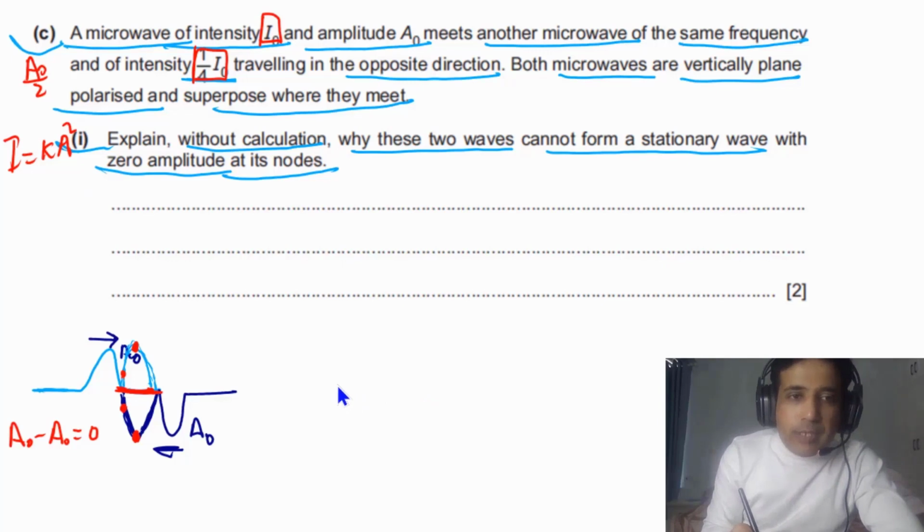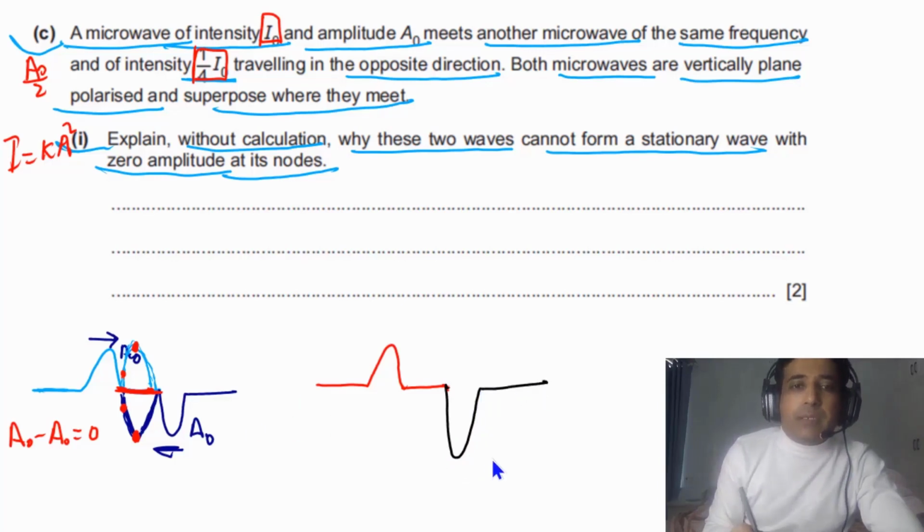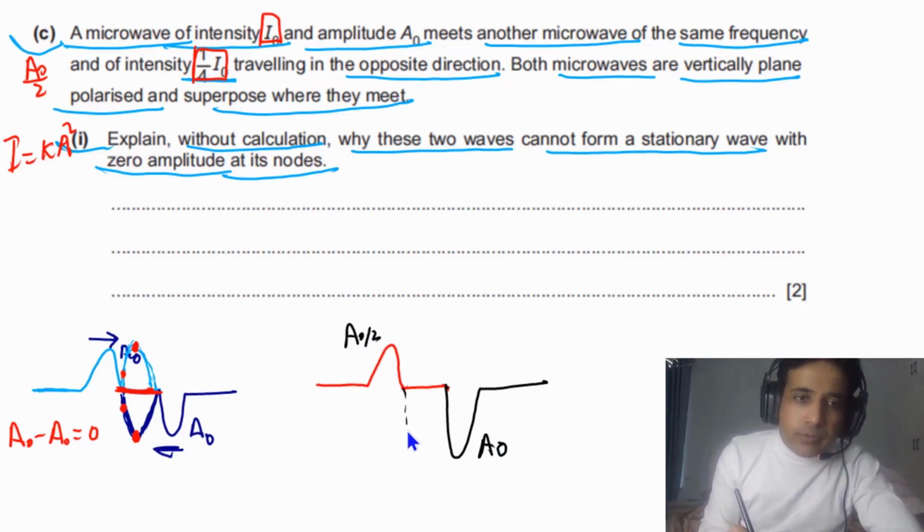Again, we can draw. We have one wave here, and the other wave we can draw in a different color. So let's say this is another wave. These are two different waves in this case. This wave has amplitude A naught and this one has amplitude A naught by 2. When these two waves meet, let's say they meet at this point.